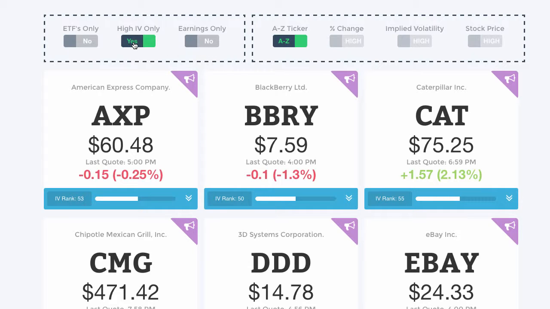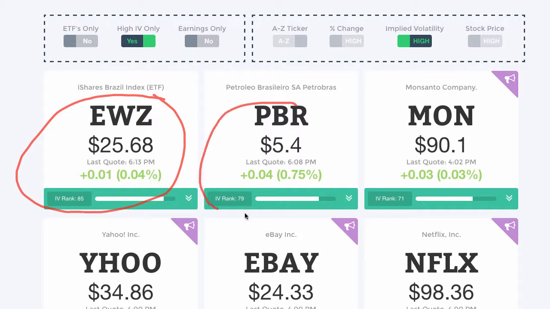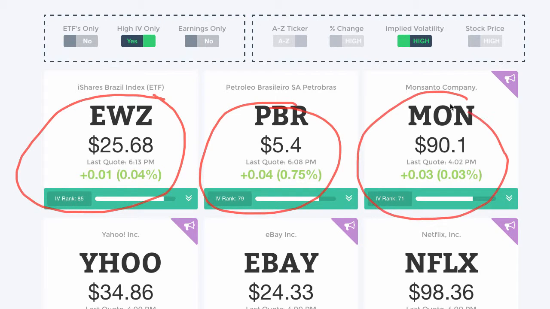Now, once I filter out just those with implied volatility over the 50th rank or percentile, I can sort that list from highest implied volatility to lowest. So now I can see here on this list that EWZ could be a possible trading opportunity for me, or PBR, or MON, et cetera, et cetera.